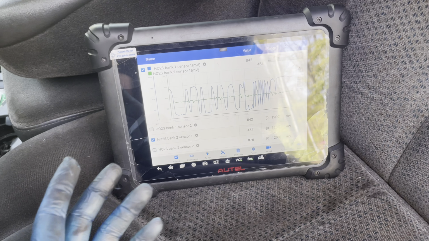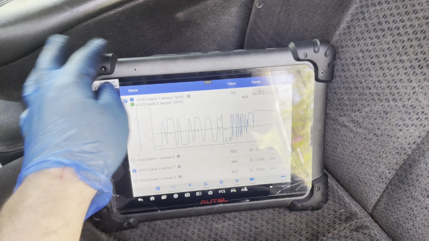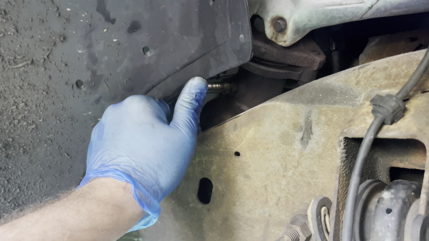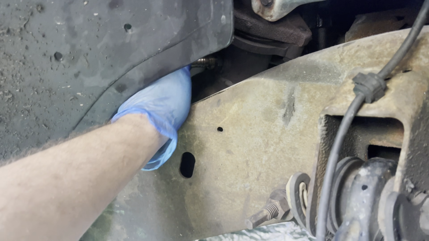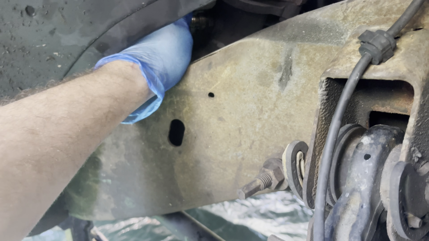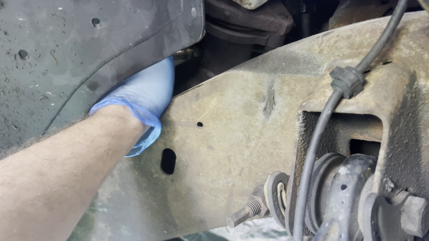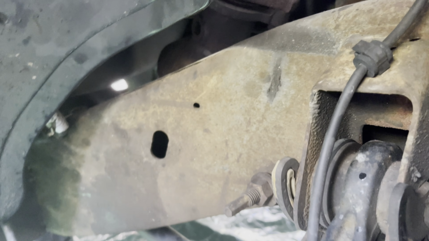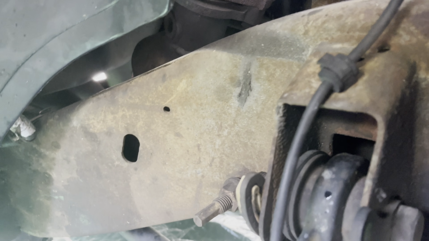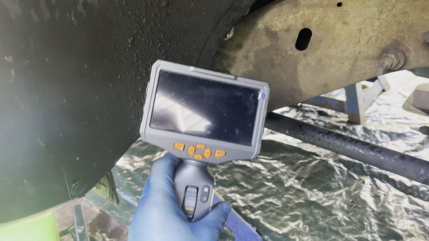Immediately, I thought bad catalytic converter. So let me show you guys what I found. Right over there, that's the sensor. The customer already replaced this sensor. So I'm going to take this off. I loosened it before. So I'm going to take this off, and we're going to take this very nice camera.